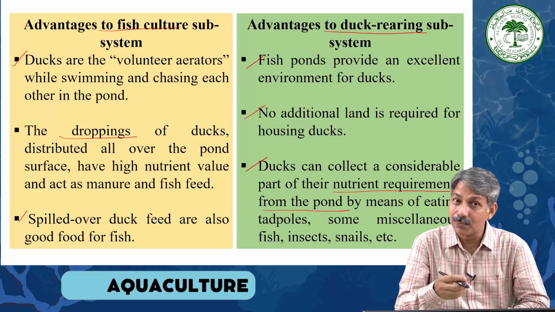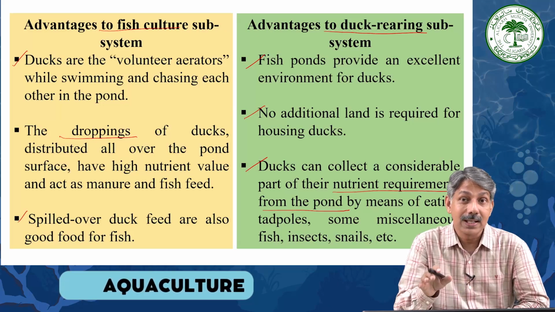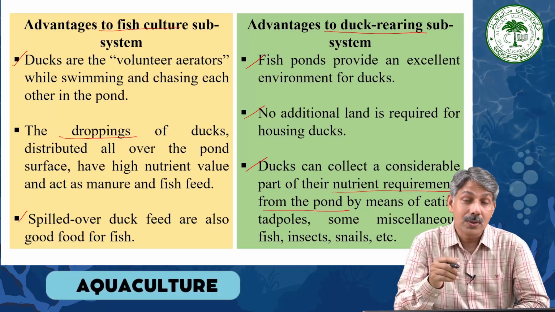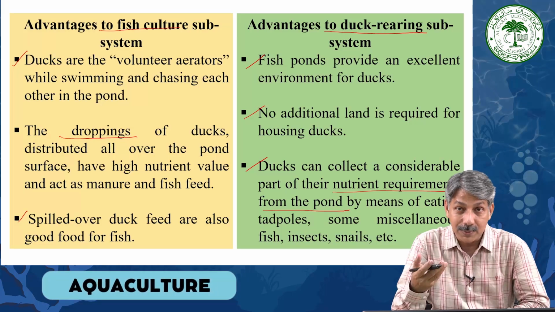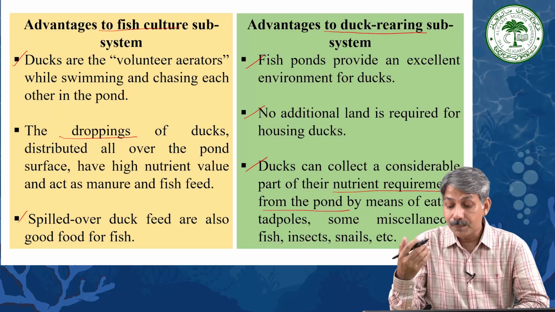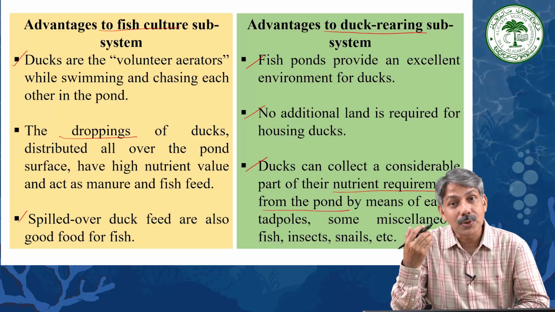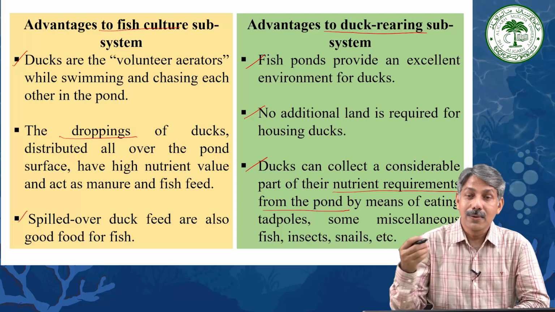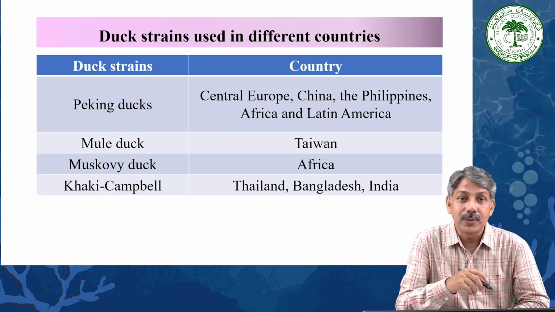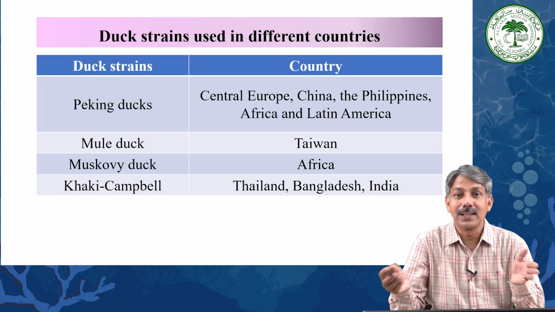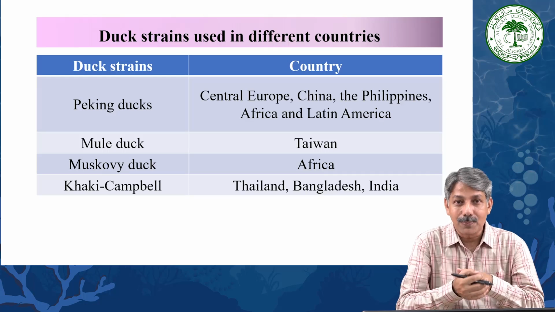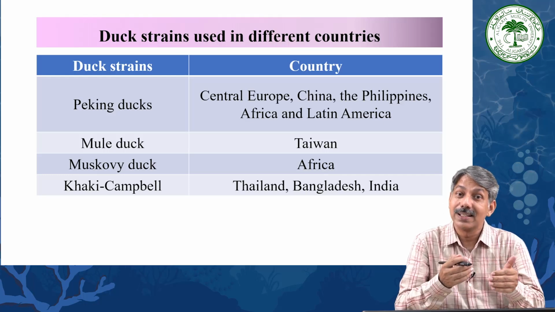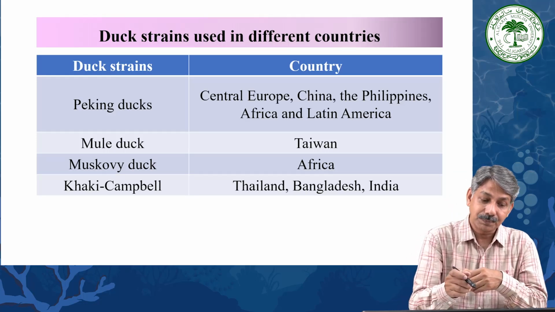Input feed cost is a major cost in case of farming systems, so animal farming systems that we are talking about. So we are reducing the input cost in case of duck rearing, and we are reducing the input cost in case of fish rearing. So that is going to maximize the benefit or profit from the integrated fish farming system, the integrated duck cum fish farming system.